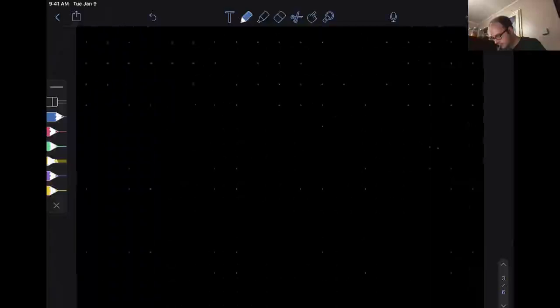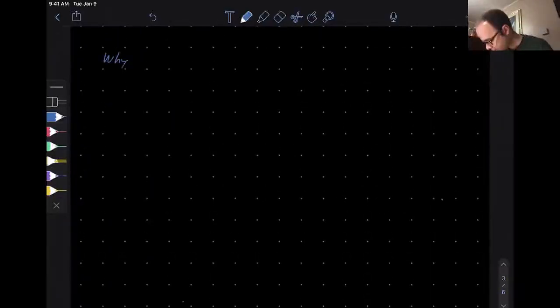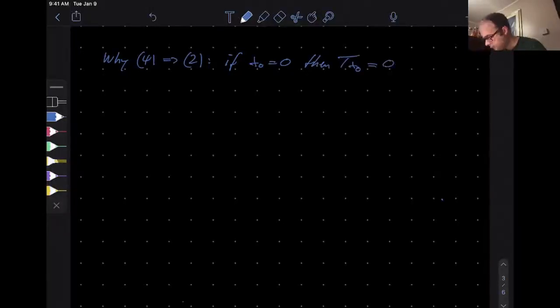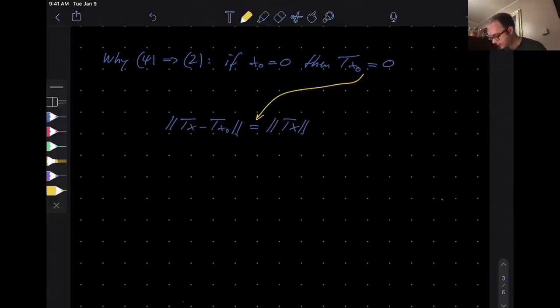So let's do that. 4 implies 2. Well, so here's a simple computation. If x naught is equal to 0, then if T is a linear map, then it maps the origin to the origin. That is a property that you know from linear algebra. So what I have here is T of x minus T of x naught. I want to show that boundedness on the ball implies continuity at the origin. That's why you want to estimate this difference here, T of x minus T of x naught, right? But what is this? Well, this is T of x, because 0 is mapped to 0.